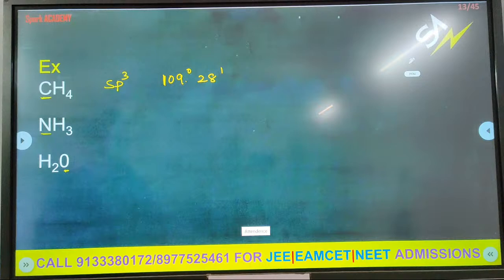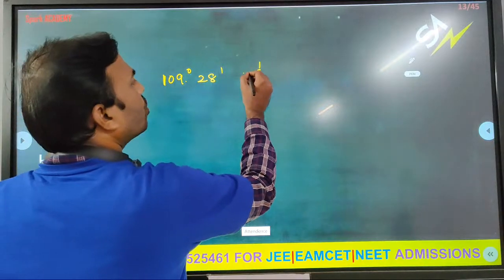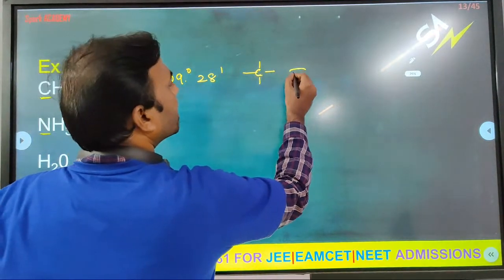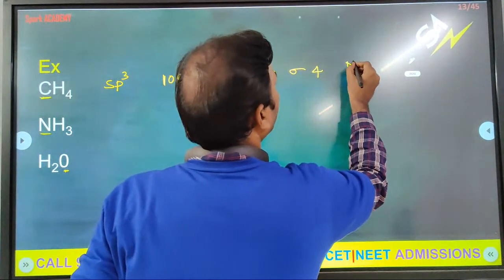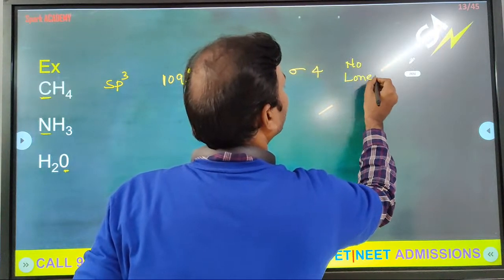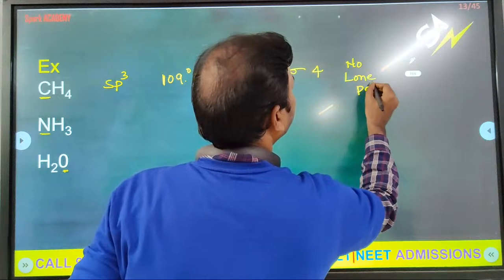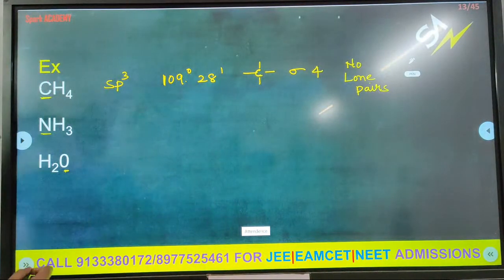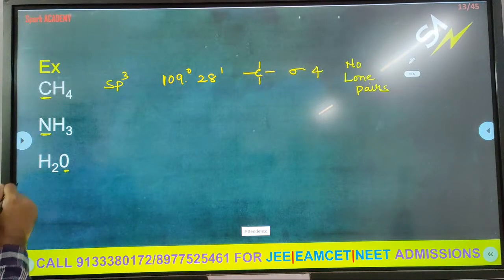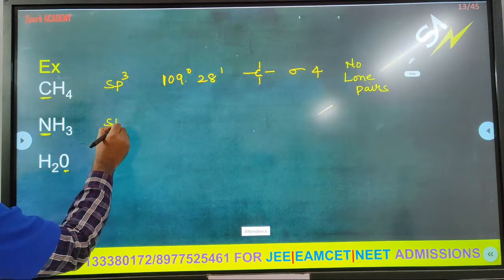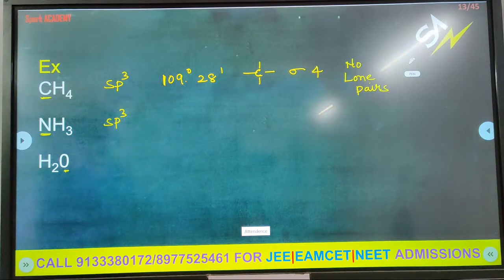Because it is sp3 hybridized, how many bonds are around the carbon? In the case of this carbon, there are a total of 4 sigma bonds. What about lone pairs? Here there are no lone pairs. So lone pairs are absent in the case of CH4. Now come to NH3. The central atom nitrogen has the same hybridization, sp3. But what about the bond angle here? The bond angle here decreases to 107 degrees.